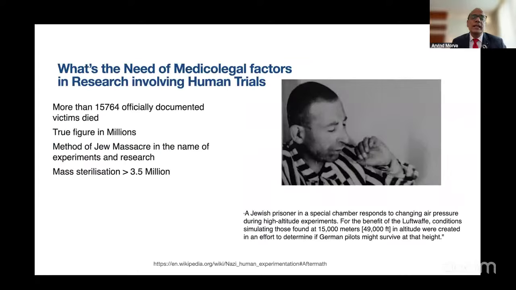So why is there a need for medico-legal factors in research involving human trials? During the Nazi regime, more than 15,764 officially documented victims died, but the true figure was in the millions. The massacre of Jews was carried out in the name of experimentation and research, and one of the incidents was the mass sterilization of more than 3.5 million Jews.